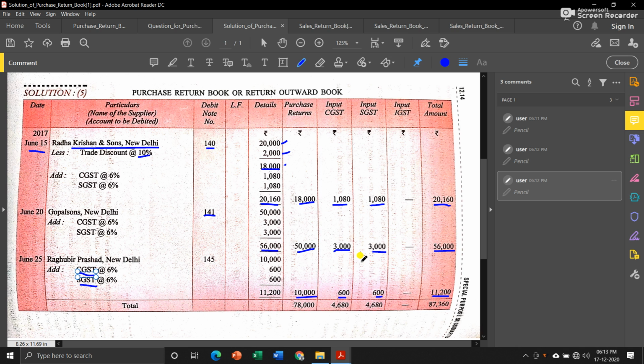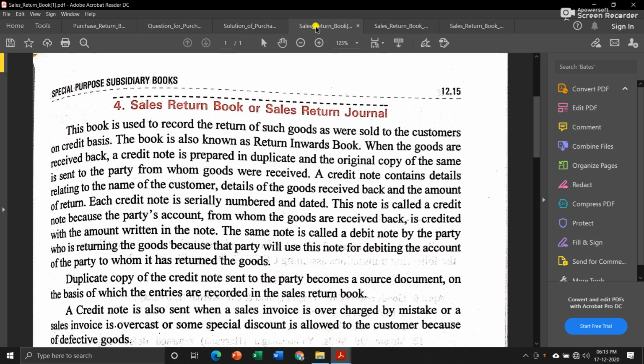Now let us move to the next topic, that is how to prepare the sales return book, or you can say sales return journal. This book is used to record the return of such goods as were sold to customers on credit basis. When we sell goods on credit to our customer, and if that customer returns some of the goods, then we will record it in our sales return book or sales return journal. This is also known as return inwards book.